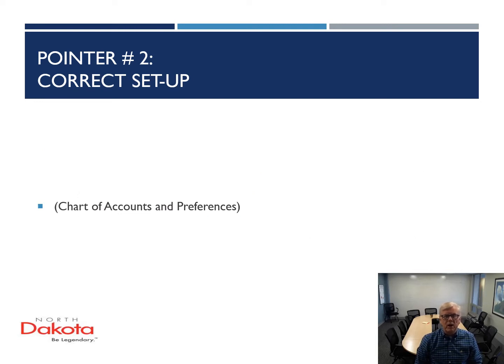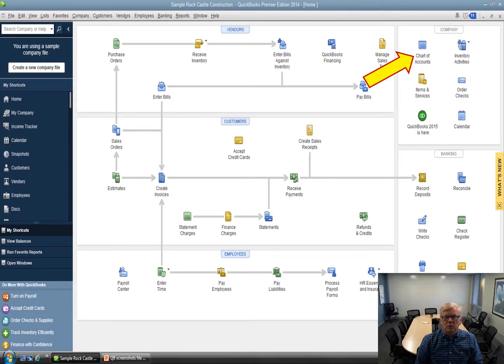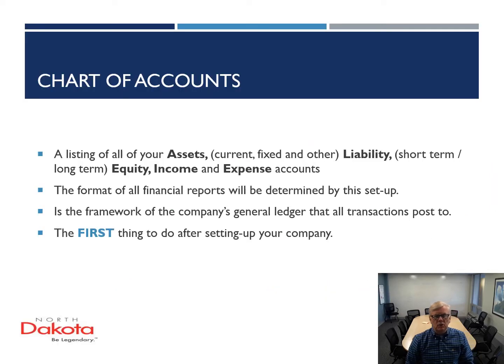We're talking about chart of accounts and the preferences settings. First one is chart of accounts, and this is the desktop that you'll see on QuickBooks. To navigate to it, you also can go to the toolbar at the top, under Lists, for Chart of Accounts. Chart of accounts is a listing of all the assets, liabilities, equity, income, and expense accounts. The format of the financial reports will be determined by how you set this up, so take some thought into how you do this, because it just creates the framework. It's the first thing you want to do after setting up your company's mailing address and basic information.